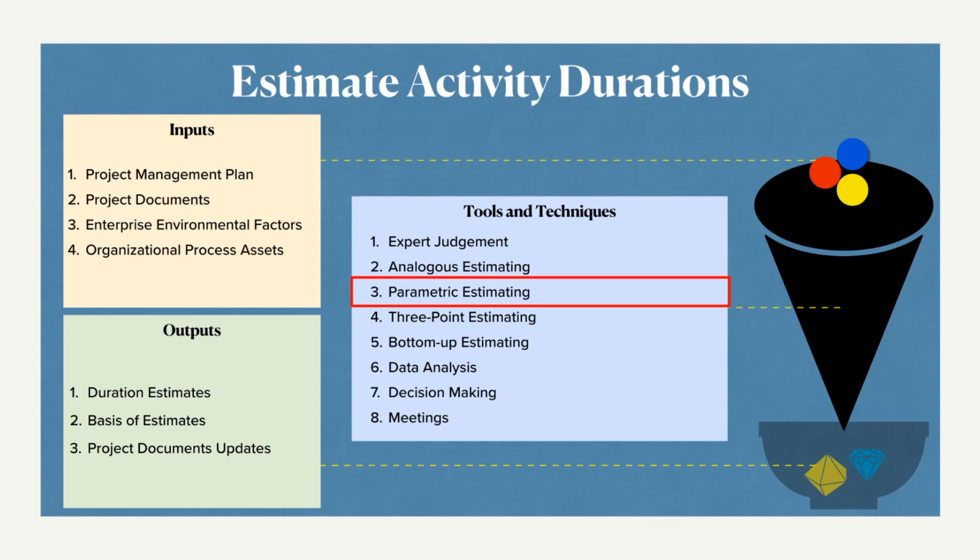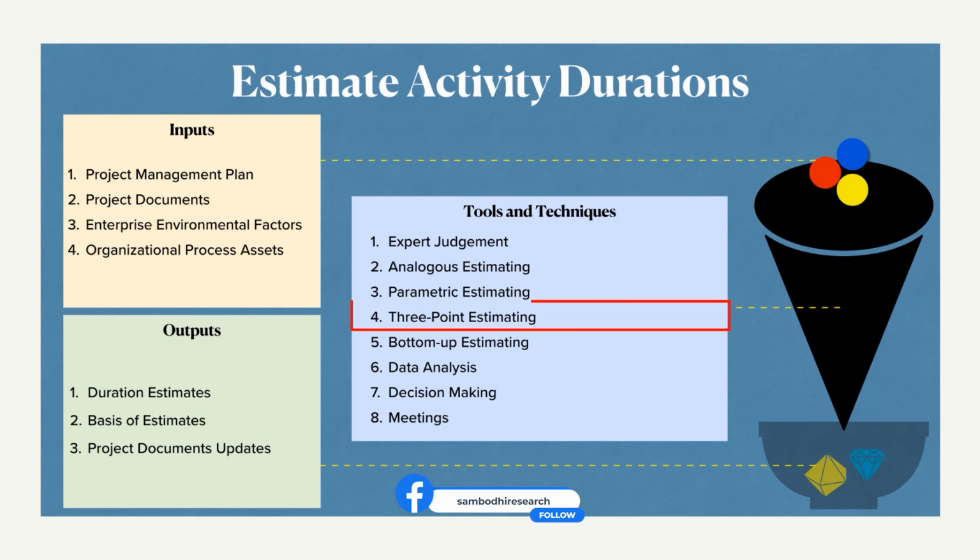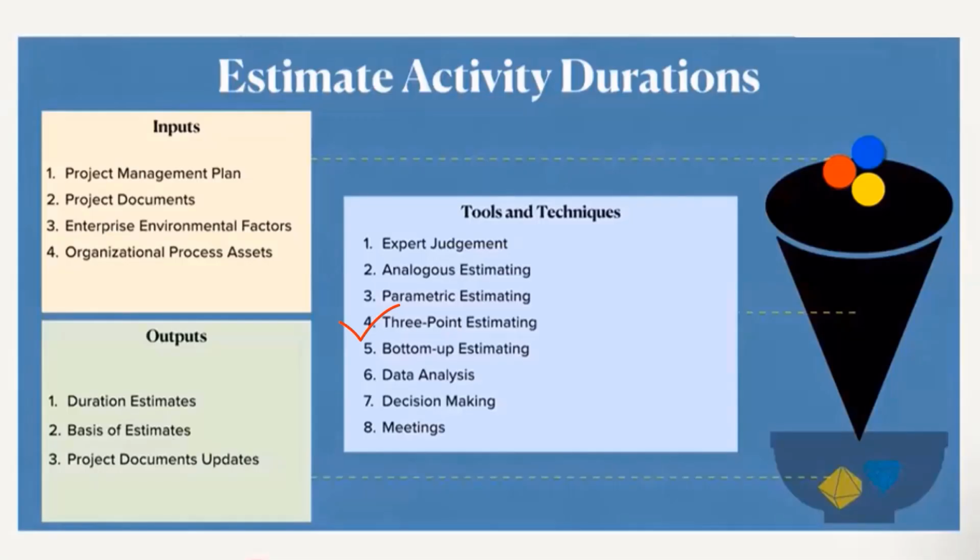Similarly, parametric estimation is also based on historical data, but the difference between these two is that in this one we add statistical formulas, Monte Carlo simulations and all. Those simulations are added, and then the estimation is made a little more accurate. That is why the name parametric estimating is given. 3-point estimation, I think, is something important to learn. Some questions will come from this.